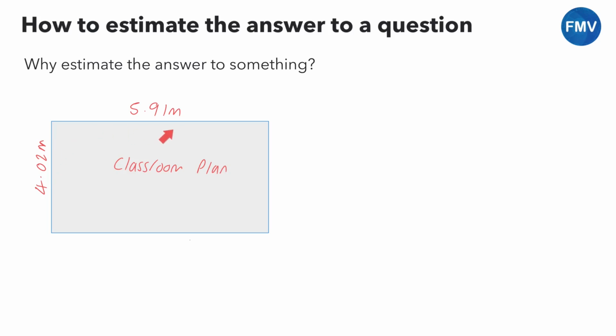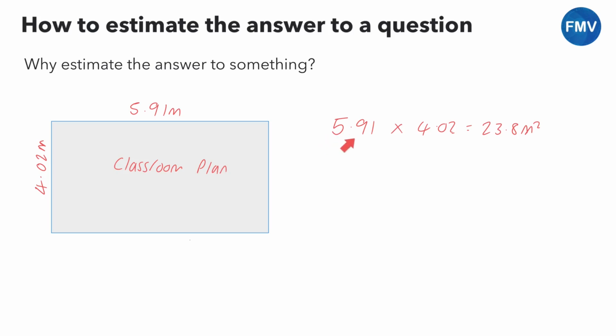So there's one reason. The other reason is to check if you've actually got something roughly correct. So let's have a look at this question here. We're going to estimate the area of this classroom. We know that the length of the classroom is 5.91 meters and the width of the classroom is 4.02 meters. Now if we do that exactly in our calculator, we will get 23.8 meters squared to one decimal place. So let's look at estimating this.